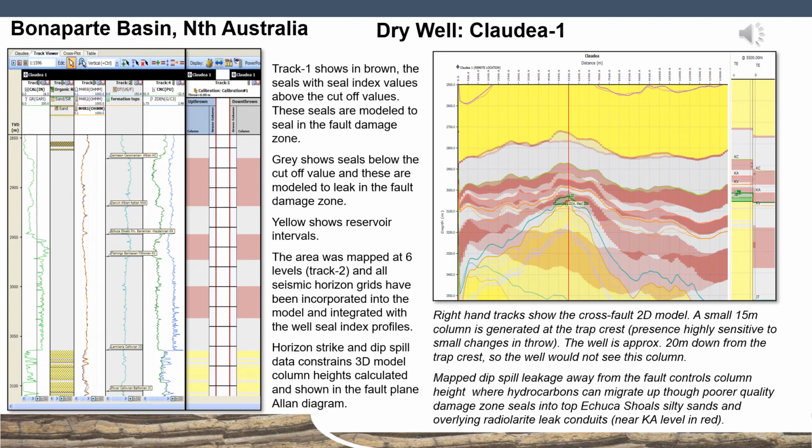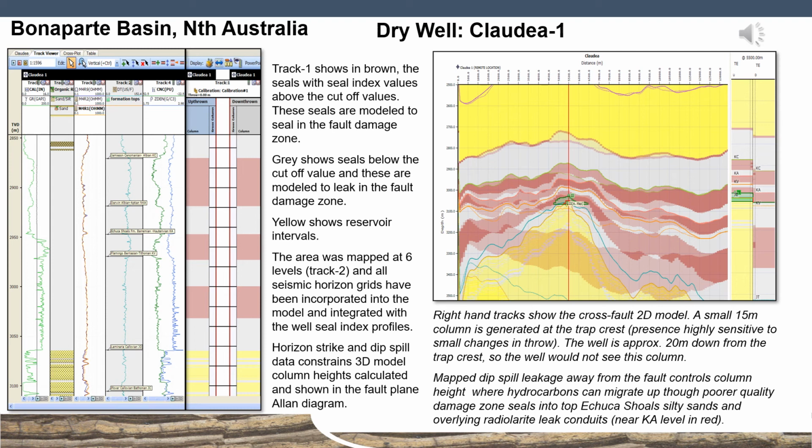At Claudia, the seal section has degraded and there are larger sections where you have damage zone seals that are likely to fracture. You can see that expressed in the neutron and density logs in the panel on the left. On the right, and that's put in an Allen diagram, you can see that only a small model trap is generated right at the crest of the well, partially in a damage zone, thief zone.